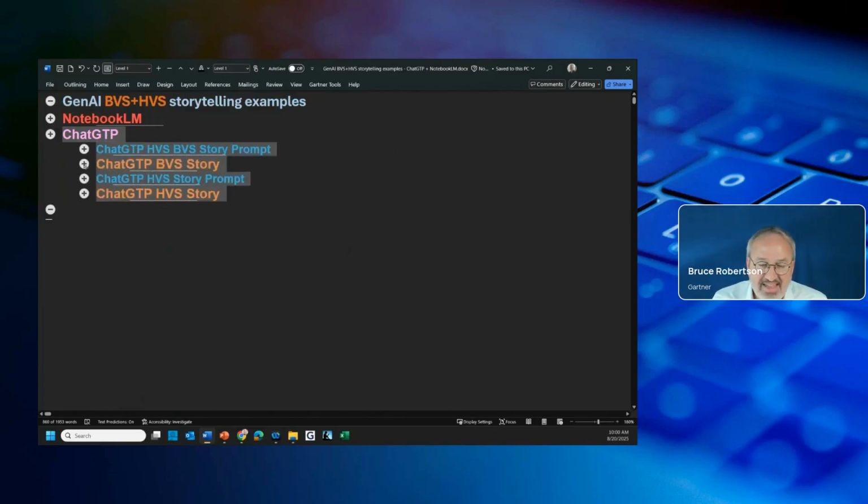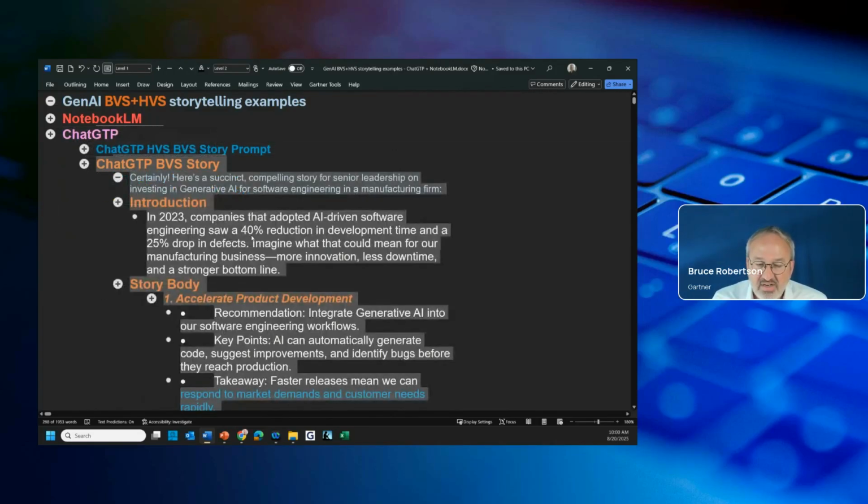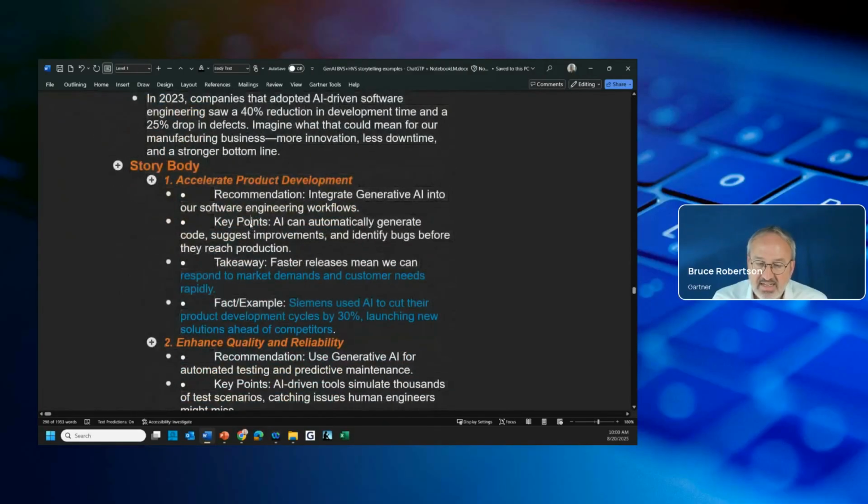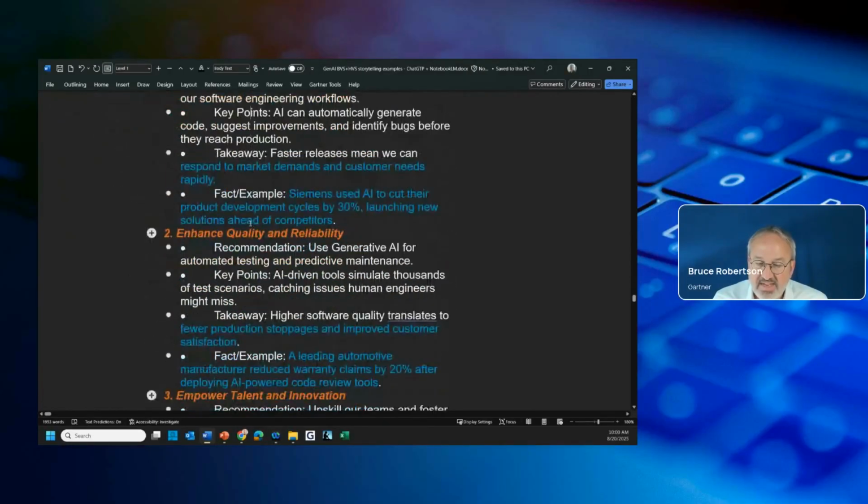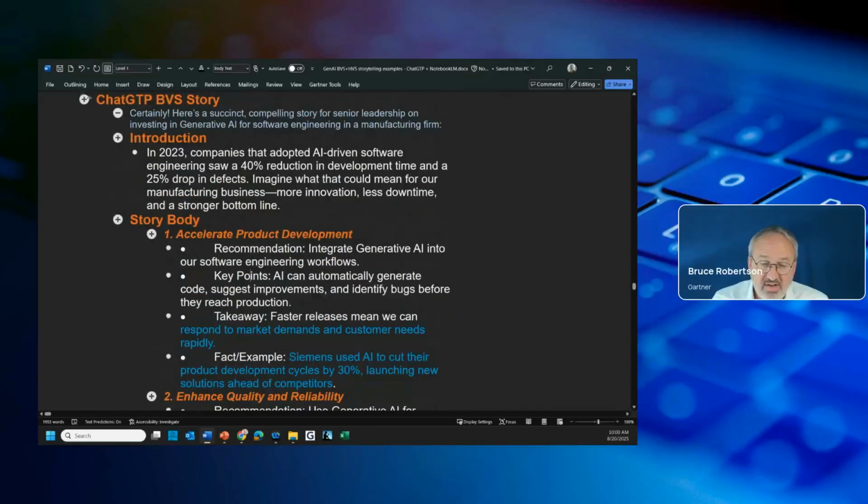So how about that? What we found was, you do get things like accelerating product demand, and the takeaways are responding to demands and some of the data. Now it's quoting something about Siemens used AI to do something. I don't know where it got that. I don't know if that's true. But it is at least an example or illustration of how this kind of Gen AI work can really help you.